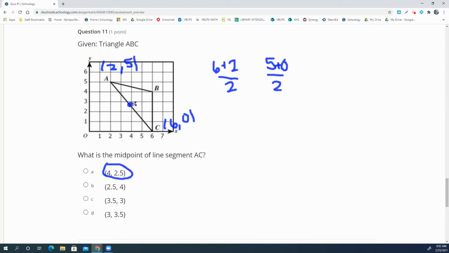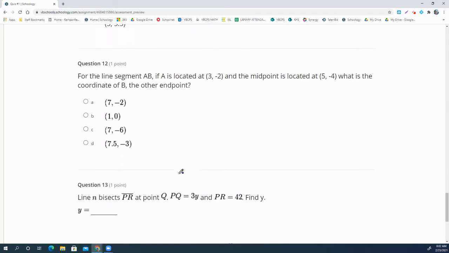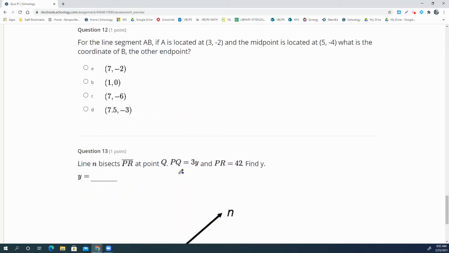Okay, one of the things I love about algebra that's not so easy with geometry is to test your answer choices. If it's on a coordinate plane, you can 100% do that. All right, number 12. What do we got to do here, guys? What is the other endpoint?